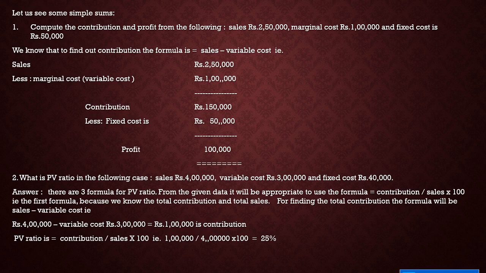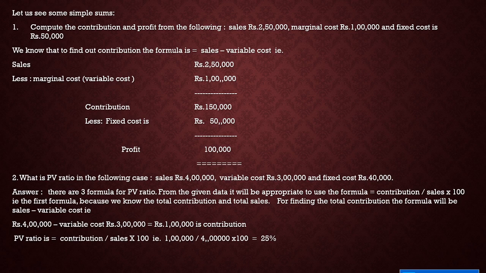Okay, so let us see the next sum. What is PV ratio in the following case? Sales is given as 4 lakh, variable cost is given as 3 lakh, and the fixed cost is given as 40,000 rupees. Okay, I'll repeat. In the second sum, the data given is sales 4 lakh, variable cost 3 lakh, and fixed cost 40,000.